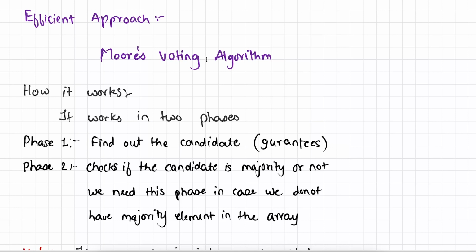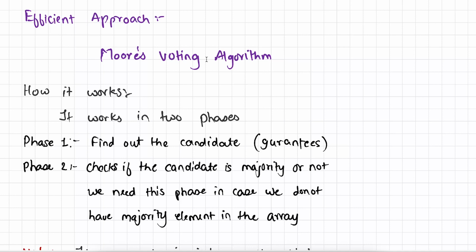So what is so amazing about this efficient approach? Well, we are using Moore's voting algorithm in this approach. So how it works? Let me show you. So Moore's voting algorithm works in two phases. In first phase, the Moore's voting algorithm finds out the candidate. And this phase guarantees that the candidate is the majority element if there exists a majority element in the given array.